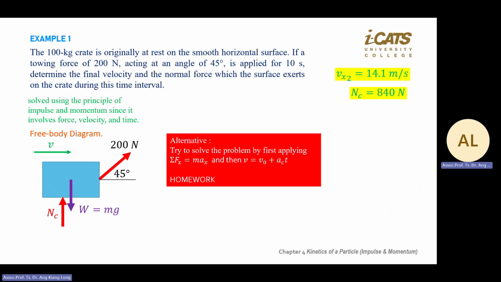Okay, so again now you can solve with the chapter 1, chapter 2 equations, which is F equal to ma, and then use V equal to V0 plus at. But this question does not ask you for acceleration, it asks you for velocity. And it also asks you to find the normal force.